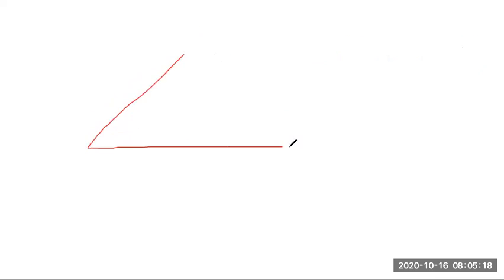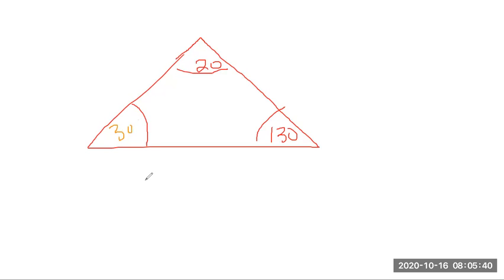All right, so if I have a triangle, this is 20, this is 130. What is this one then? 30. Yep. Do you agree? Yeah? 20 plus 30 plus 130 equals 180.